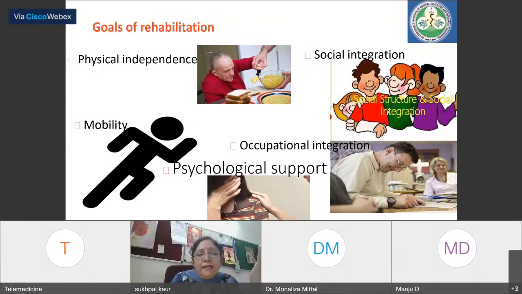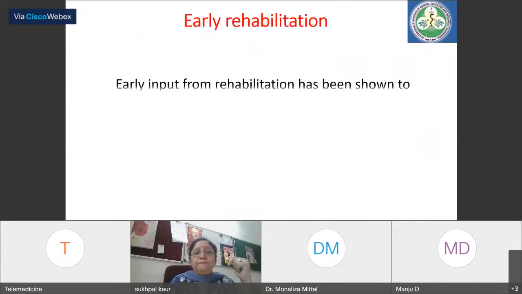The elderly person can have the physical independence that I should be able to carry on my activities of daily living. Then it could be social integration. The young person should have the ability to go back to the society, I should be able to move. I should be able to do at least some occupational integration. If the person is young enough and the patient is a survivor of head injury, the person might be given certain occupational therapies so that he is able to live his activities of daily living, and definitely psychological support for these patients.